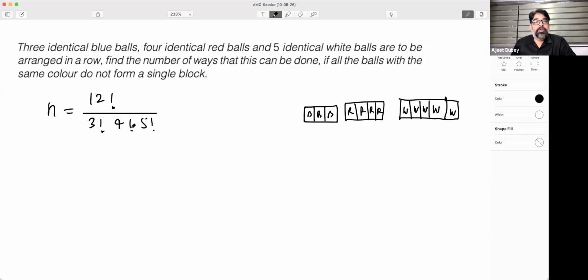In the total arrangements, I don't know what will happen. Maybe all B will be together, maybe 2 B will be together, maybe 1 B will be together. This line is clear to everybody.